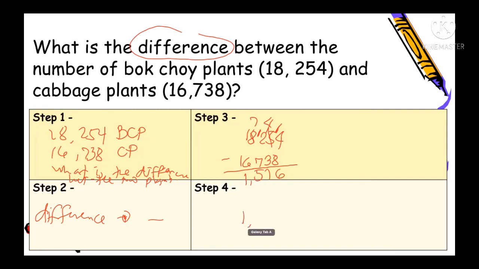For step 4, we will just find what we are gonna put here. So what is the word or phrase here? Yes, it's because the question is number of plants. So we'll put here plants. 1,516 plants. Alright? Easy. Very good, everyone.